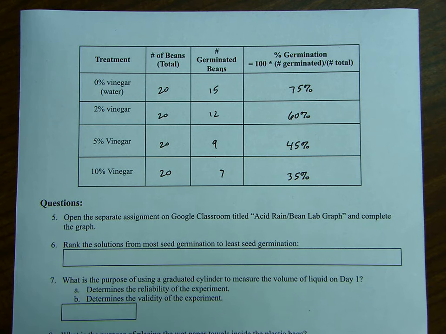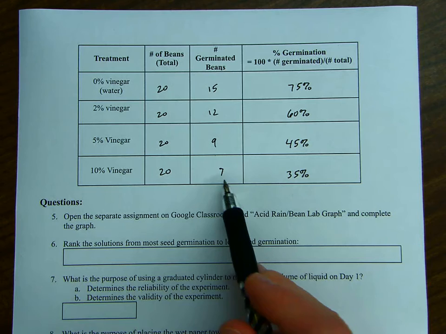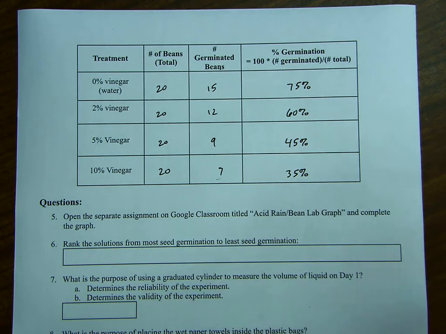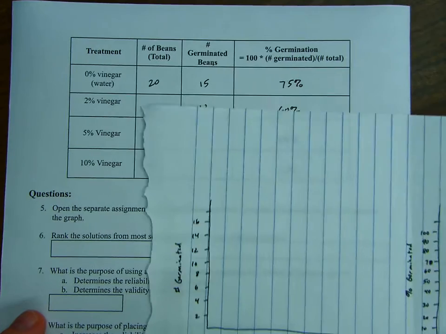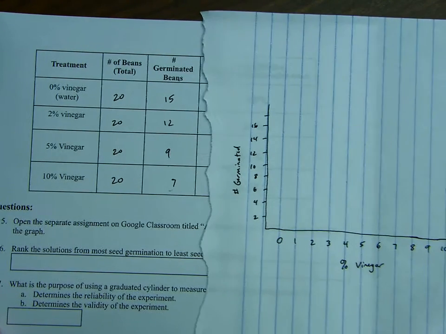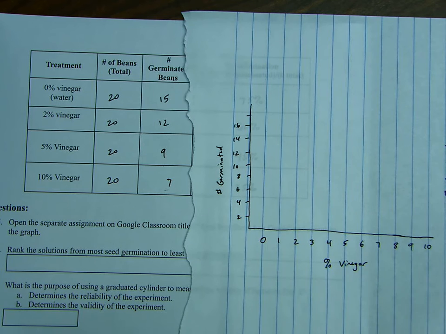Okay, so we're going to do two different graphs. We're going to do two line graphs. One about the germinated beans, like the number of germinated beans, which is this column. The other about the percent of germination, which is that column. Okay, so first one, we're going to kind of split screen it, I guess, kind of like that. So you can see I've set it up.